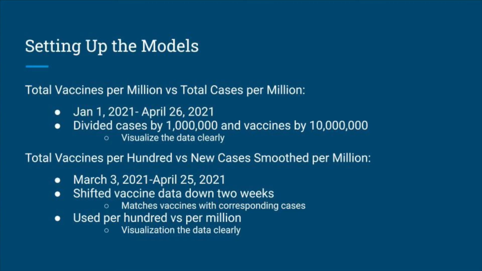The second model shows how cases are changing daily as more people are being vaccinated. Due to the empty data cells within the given data set, we were forced to reduce our time frame from March 3rd to April 25th, 2021. We also adjusted our data set according to the 2-week efficacy rate of the COVID-19 vaccine. This allowed us to properly visualize the number of vaccines administered to their corresponding cases, providing an insight into possible herd immunity per 100 people.